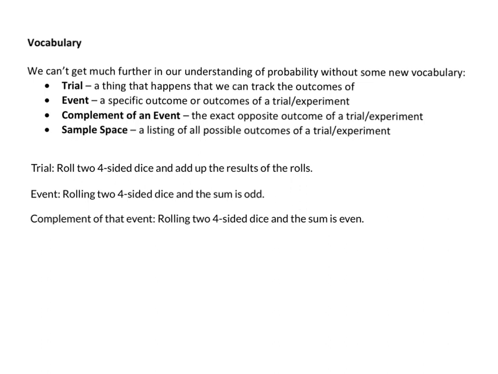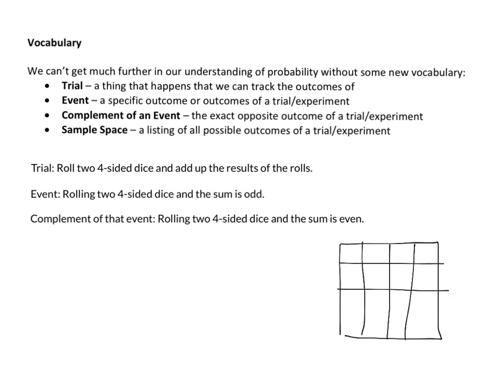And finally, the sample space. So the sample space is where we list all of the possible outcomes of a trial. And sometimes the only way that we can see that is to come up with some sort of diagram. So if we imagined here that we built a little chart where we were going to write down all of the 1, 2, 3, 4 on one die, 1, 2, 3, 4 on the other die, and then added them up.